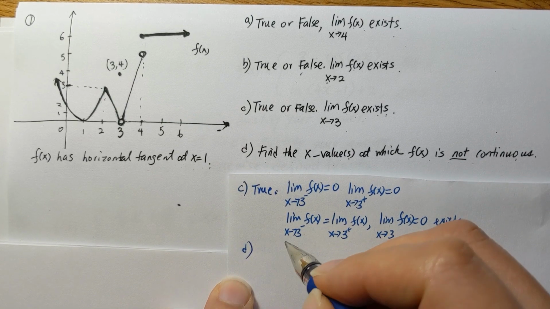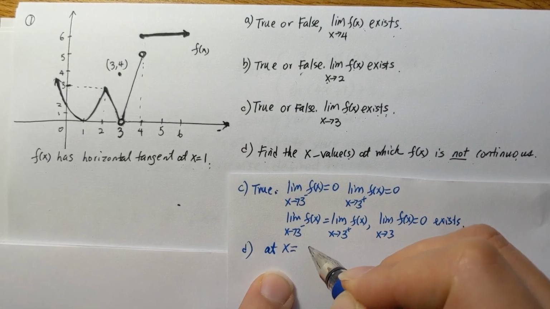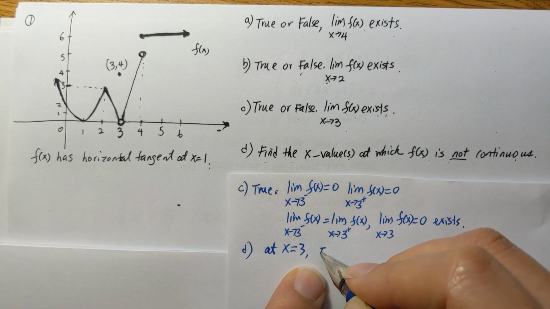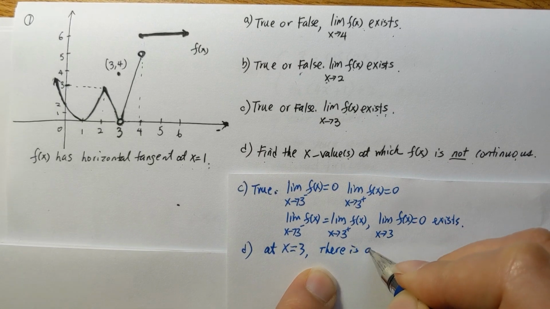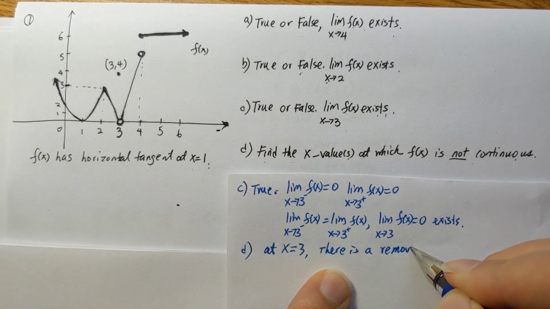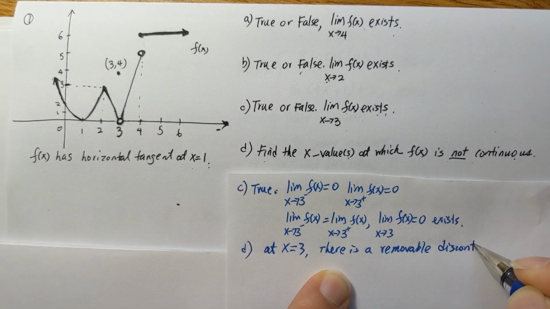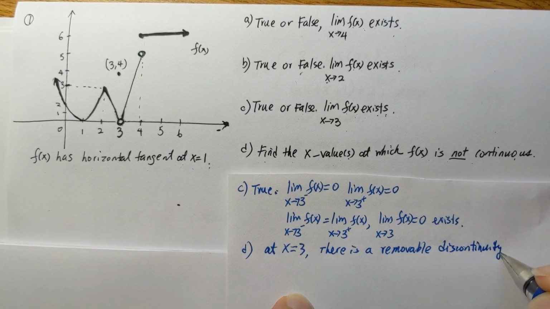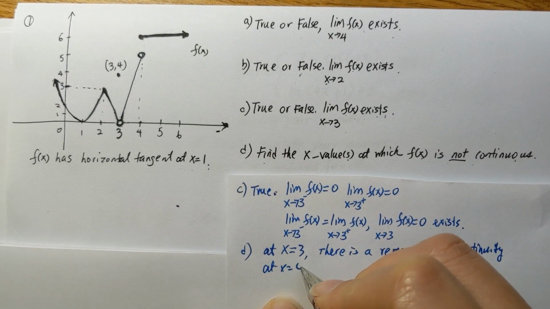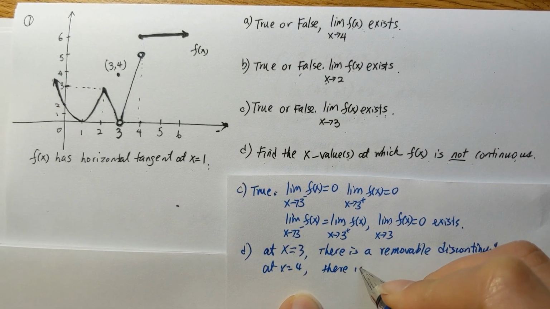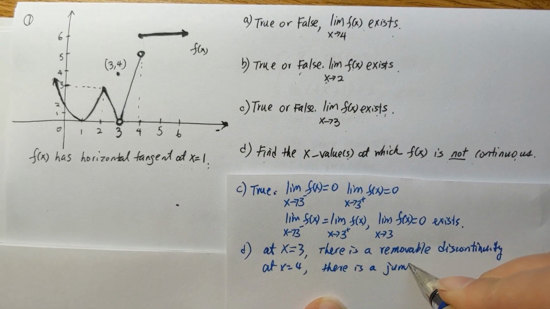So for part D, at x equal to 3, there is a removable discontinuity. At x equals 4, that is a jump discontinuity.